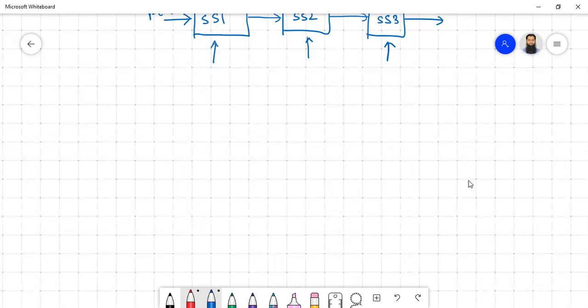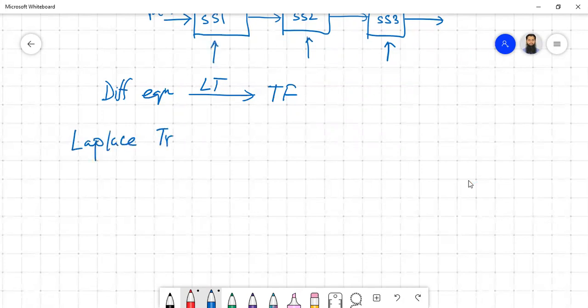Okay, so now how can we actually convert the differential equation to a transfer function? As we already said, we have to take the help of the Laplace transformation. So you have to obtain the differential equation of your system. Then through the Laplace transformation, we are going to get our transfer function. So how are we going to get that? Before going to that, we want to review the Laplace transformation a bit. So the Laplace transformation.